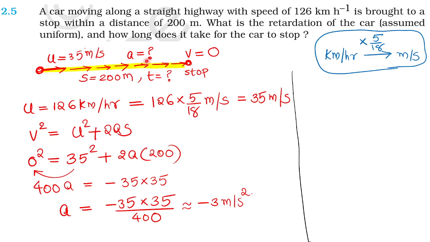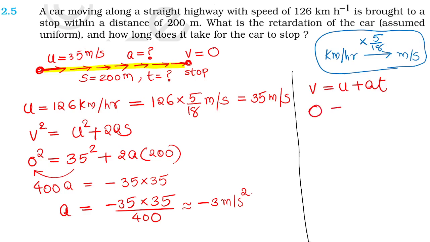UVAT. A I got right now. Is there any formula connecting UVAT? In the previous class, we studied one formula, V equal to U plus AT. I got the value of A. So, understood. Or you may use the formula S equal to UT plus half AT square, but this formula, V equal to U plus AT, is much better.